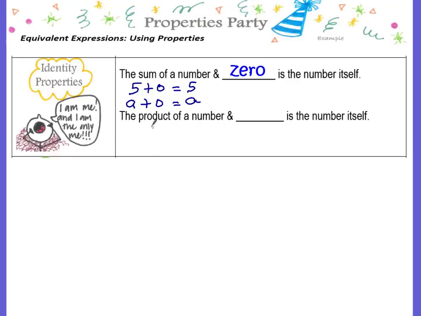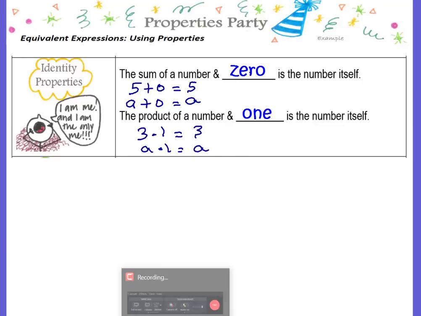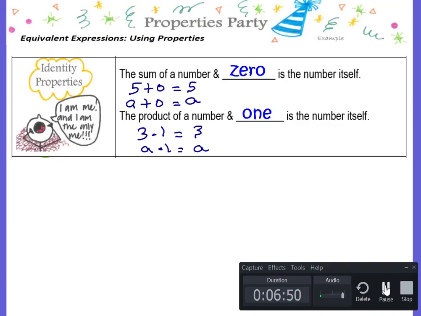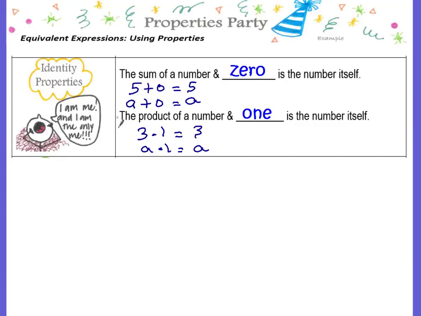When you're multiplying, the product of a number and 1 is the number itself. So if you have 3 times 1, the number doesn't change. It stays a 3. If you have A times 1, A is not going to change. It's going to stay A. This is the identity property. The identity of the number stays the same. It will not change.